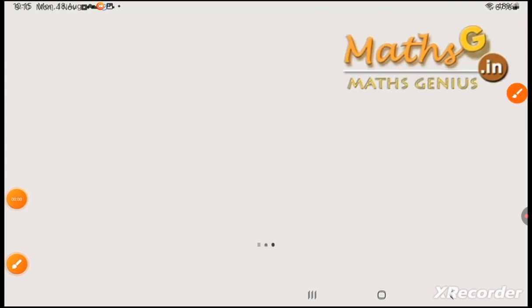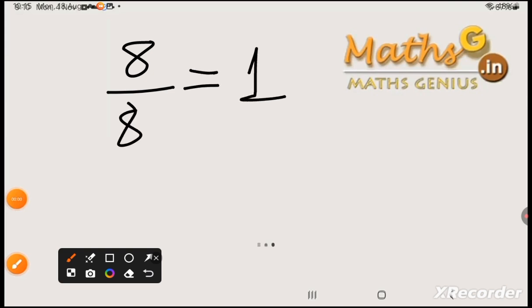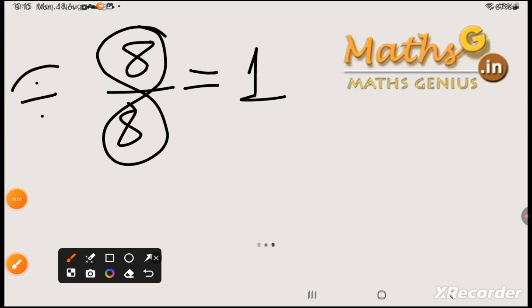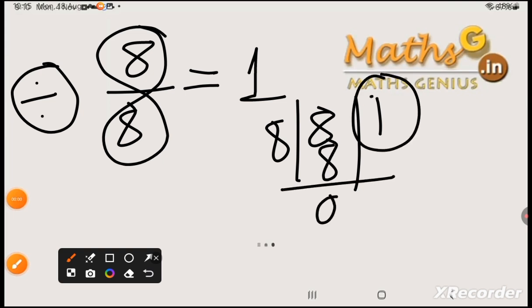Now, as we discussed, if I write 8 by 8, how much is it? 1. Because it is simple, it is division. You divide 8 by 8. 8 ones are 8. Remainder is 0. So what is the result? 1. Clear.